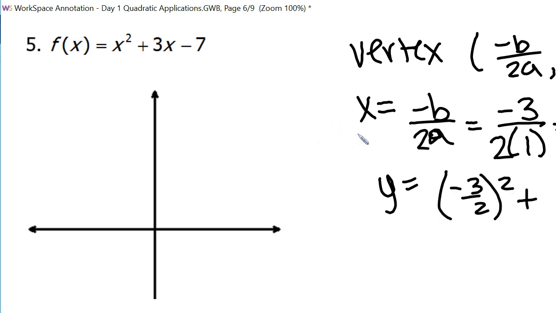So right here for this x, put a negative 3/2 squared plus 3 times negative 3/2 minus 7. And I'll do this by hand. What's negative 3 halves squared? 9/4. Square the top, square the bottom. What's 3 times negative 3 halves? 3 times 3? Yeah, so minus 9 halves.